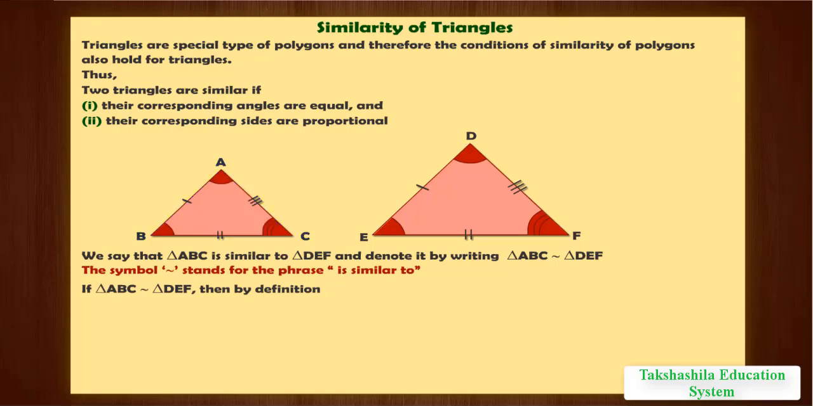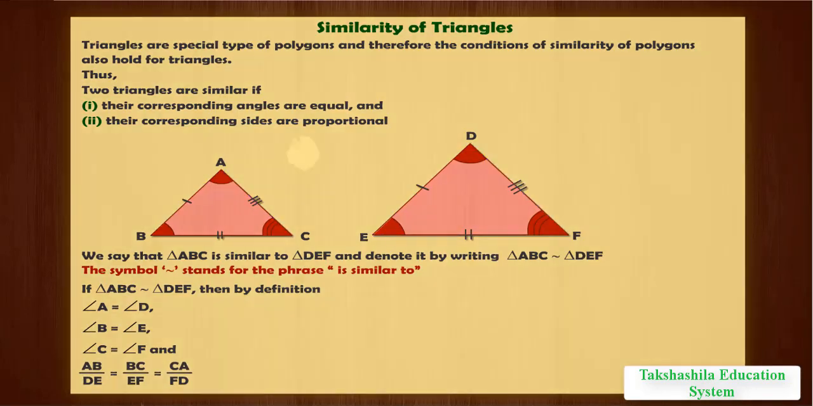If triangle ABC is similar to triangle DEF, then by definition, angle A is equal to angle D, angle B is equal to angle E, angle C is equal to angle F, and AB upon DE is equal to BC upon EF is equal to CA upon FD.